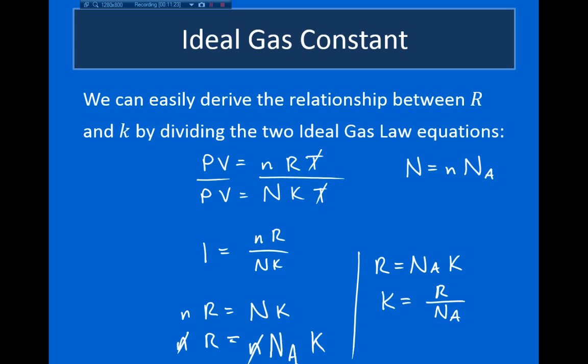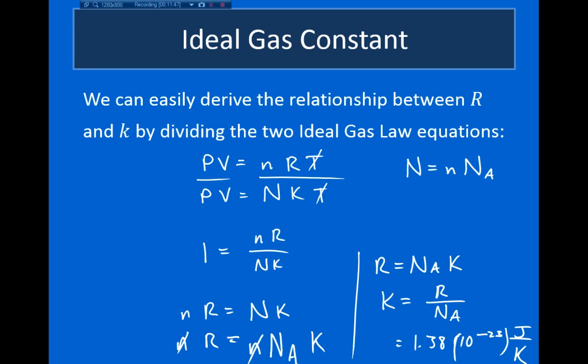So Boltzmann's constant is equal to R divided by Avogadro's number. And if I plug this into a calculator, it's equal to 1.38 times 10 to the minus 23 joules per Kelvin. So this is the value of Boltzmann's constant.